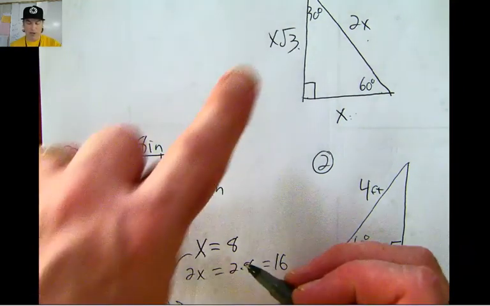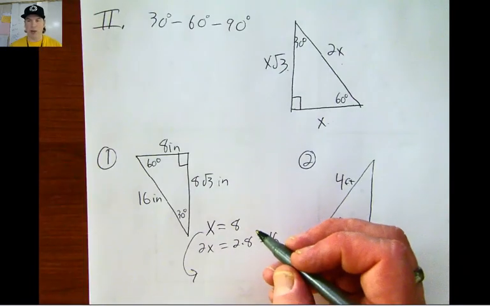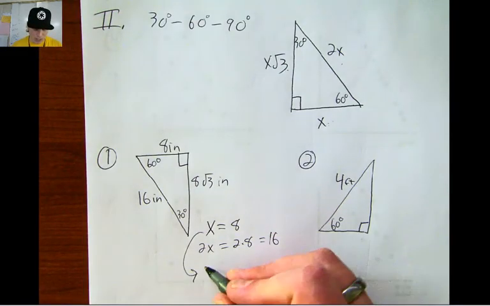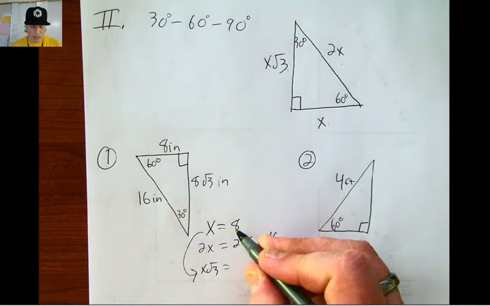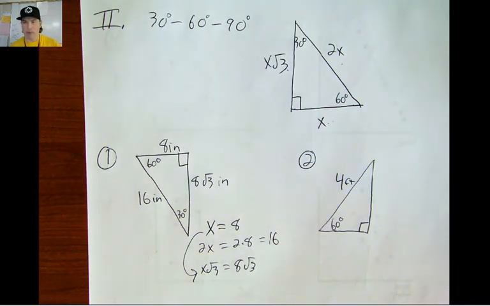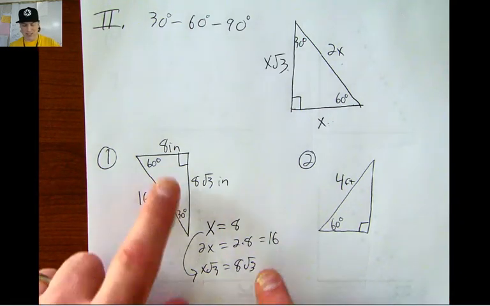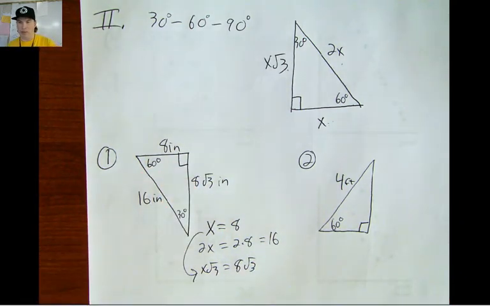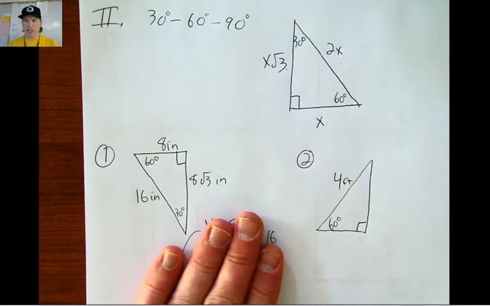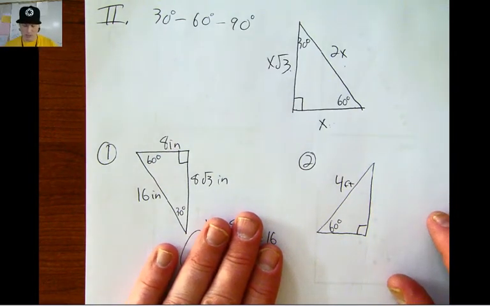Or if I wanted to get the x root 3 side, I multiply both sides of the equation by root 3. So x root 3 is 8 root 3, multiplying both sides by root 3. So that's algebraically how we're getting the 16 and the 8 root 3. Some people like to do this algebra. Some people like to do the math in their heads. I'm actually okay if you do the math in your heads on these ones.